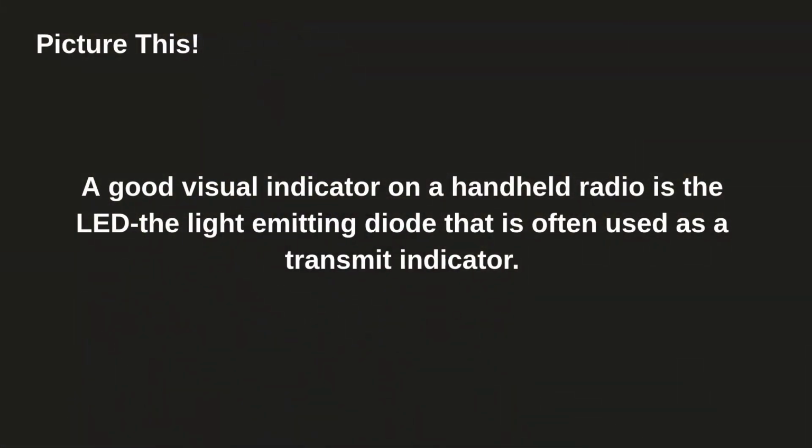Now, a good visual indicator on a handheld radio is the LED, which is a light emitting diode that is often used as a transmit/receive indicator. Yours is on the top, isn't it? So I will have to speak first to make it come on. W3LEO testing.